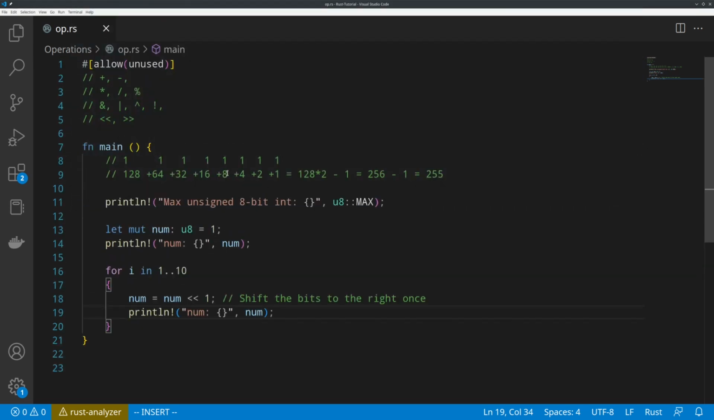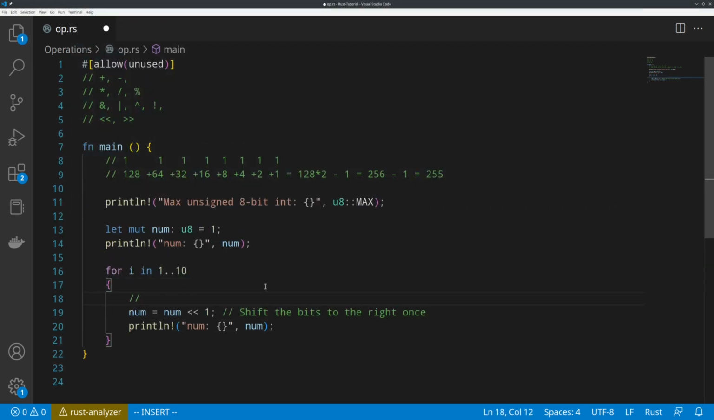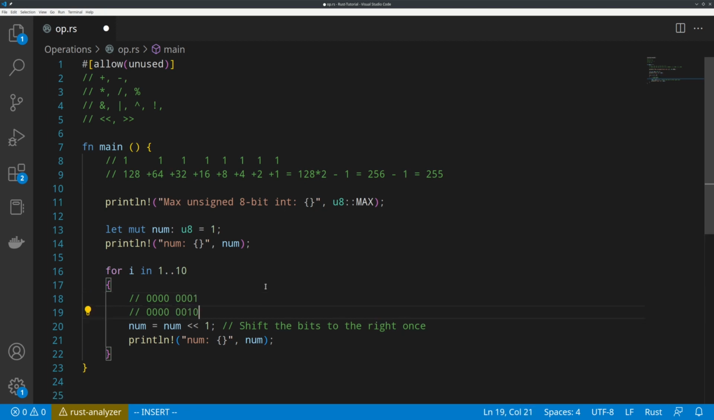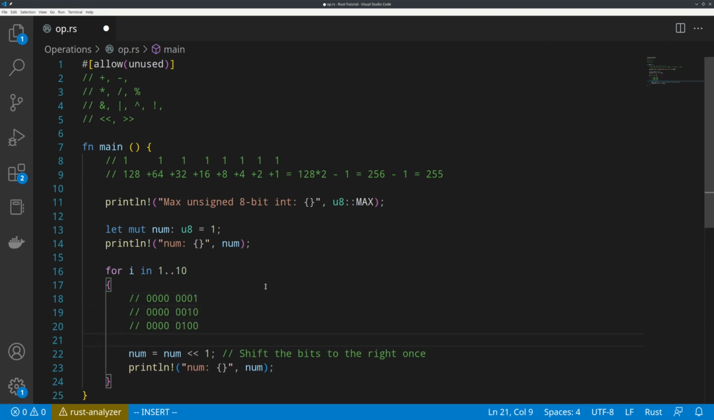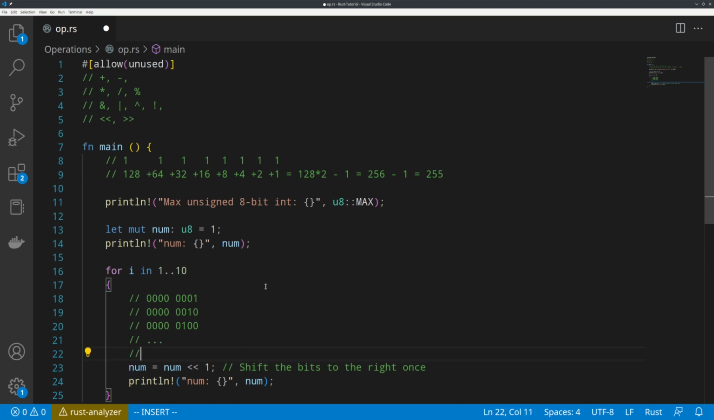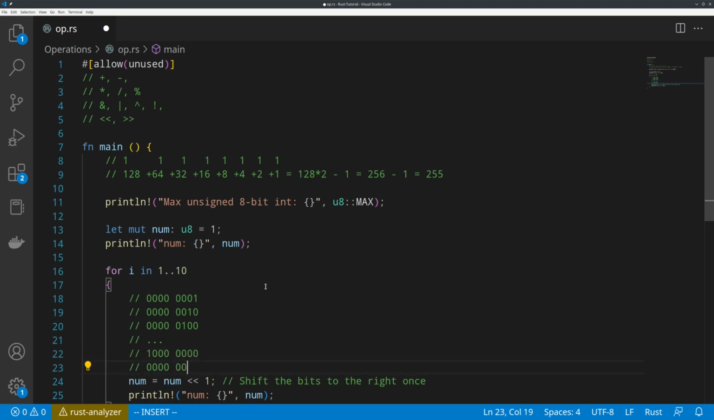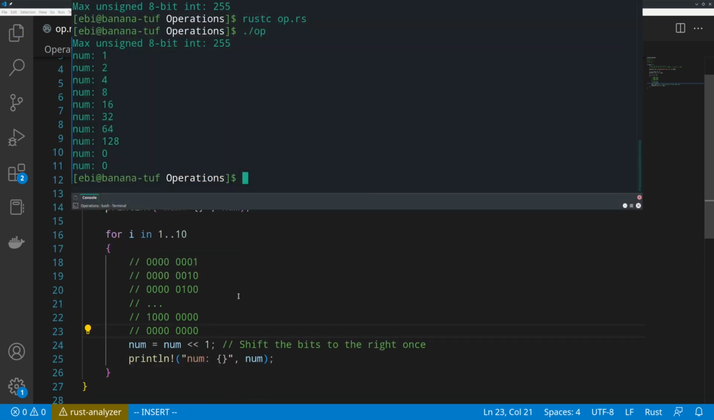So let's draw this out. We know that originally we started with all zeros followed by a 1. We're moving this 1 over to the right each time. Eventually, the 1 moves off and leaves us with nothing here. This is effectively a very efficient multiplication by 2. We can go the other way to divide.